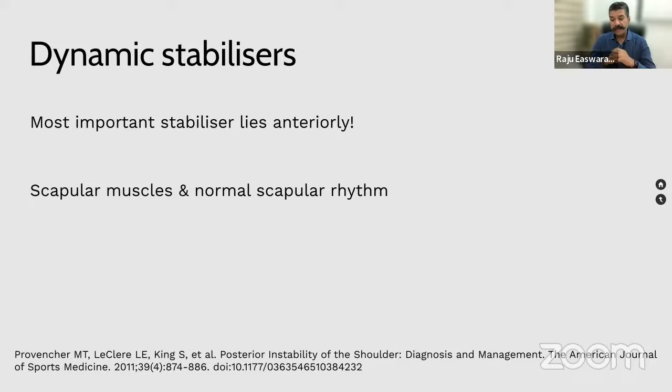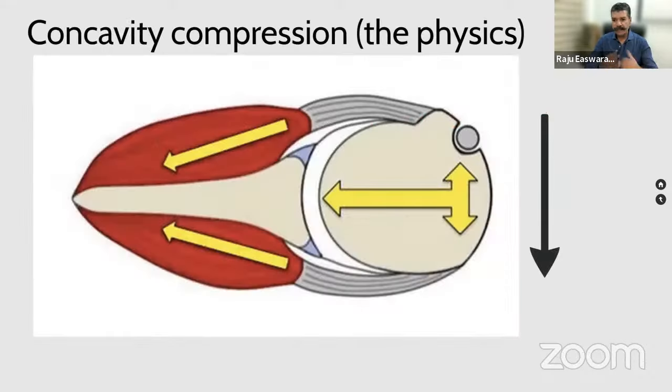The dynamic stabilizer, it's interesting, the most important dynamic stabilizer of the posterior labrum actually lies anteriorly. And of course, it receives a huge contribution from the scapular muscles and the normal scapular rhythm. The subscapularis is said to be the most important dynamic anterior stabilizer of the posterior labrum. And that's because of the phenomenon of concavity compression. That's something that we are all familiar with.